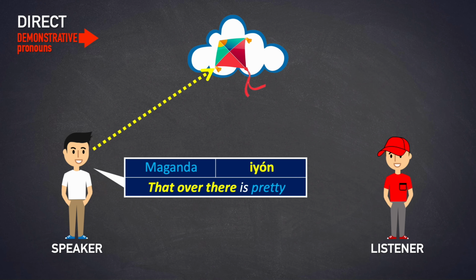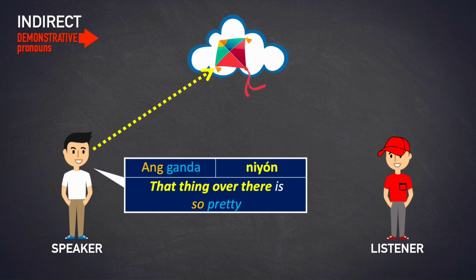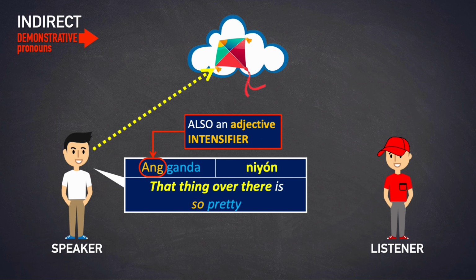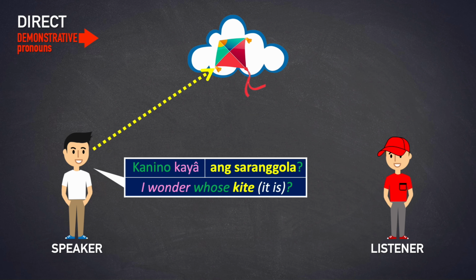Maganda iyon. That over there is pretty. Ang ganda niyon. That thing over there is so pretty. Remember, the case marker ang is also used as an adjective intensifier. Ang ganda. So pretty. Kanino kaya ang saranggola? I wonder whose kite it is. Kanino kaya iyon? I wonder whose it is. Kaya is a word that we use a lot. Kaya is a word that has a lot of meaning depending on the context. In this case, it means I wonder.